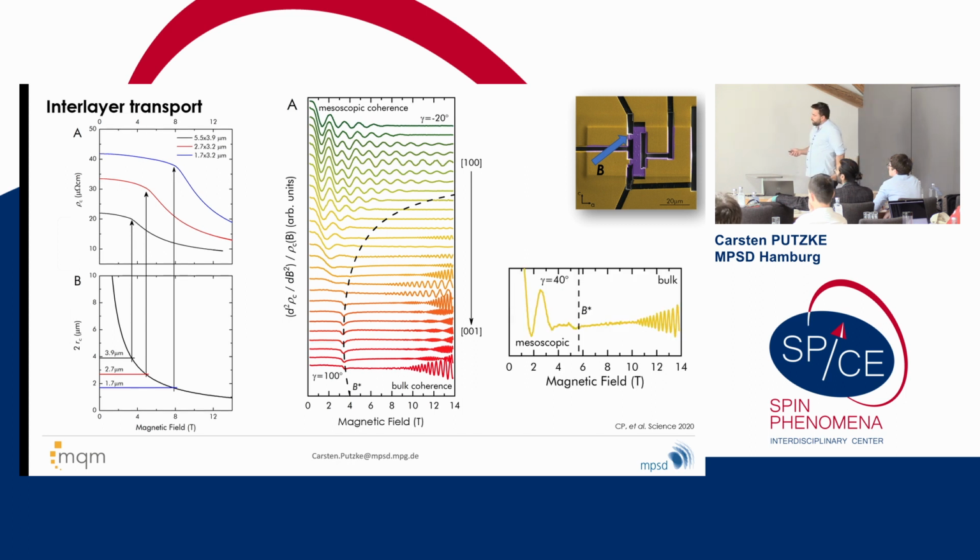Okay, you can also see this at some intermediate angles. If we look at the angles here, you can again see this B star, where we basically switch from this field scale here, where our electrons are still seeing the box, to the bulk oscillations. And we can really use magnetic field as a tuning knob to switch between these two states.